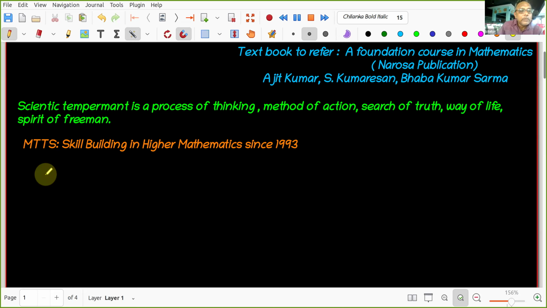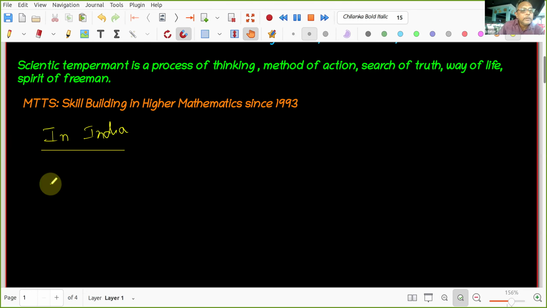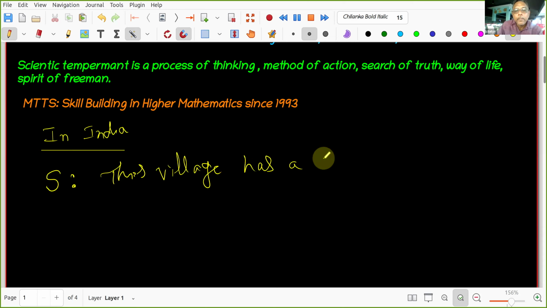The first thing I want to say is that I'm talking about India only. Some statements I make may not automatically hold true in India, so you can understand that. I'm making a statement: this village has a school. I took a particular village that I know, so I'm talking about that. What is the negation of this statement?